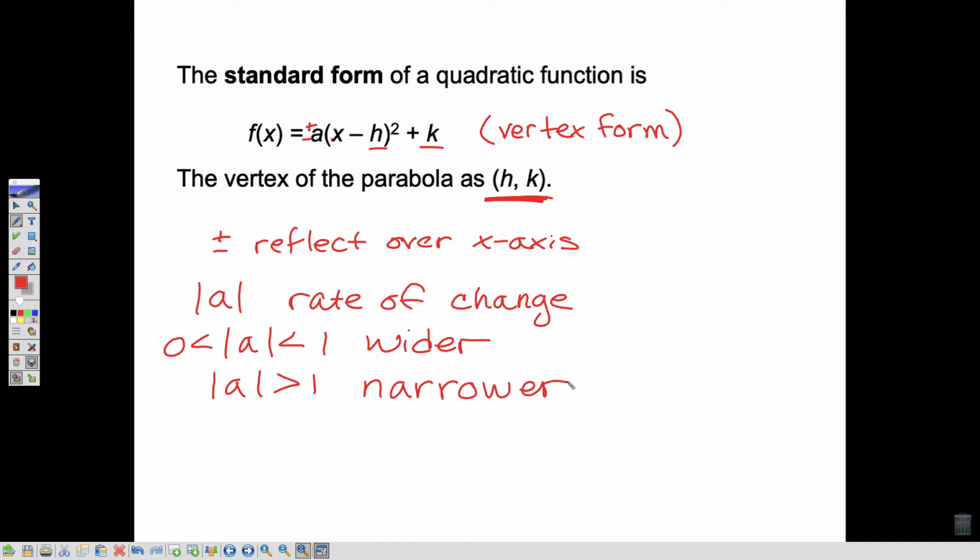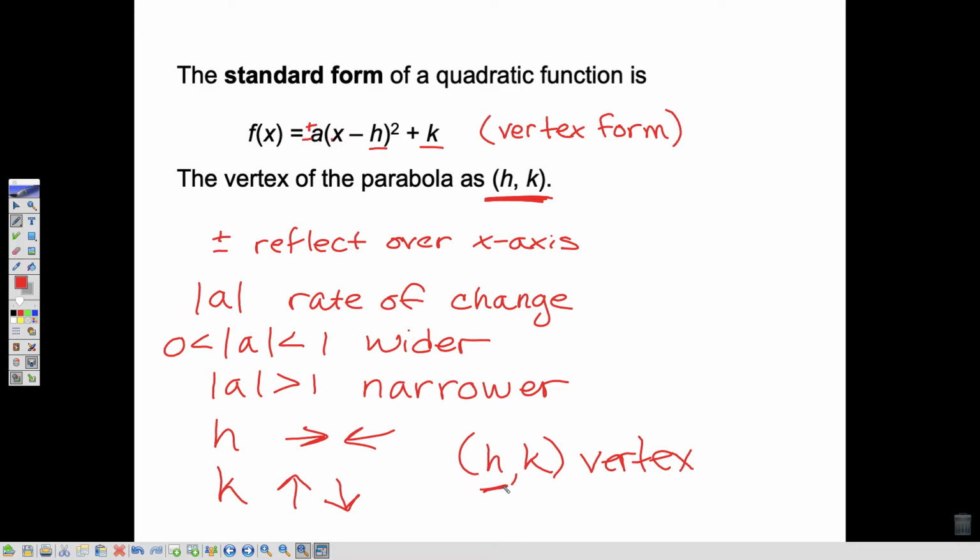Okay, what's H? It goes horizontal, because H stands for horizontal, left or right. So it's right or left. And what's K? Up or down. And together, HK is your what? Vertex. It is your new vertex, right? Because the other one was at 0, 0.